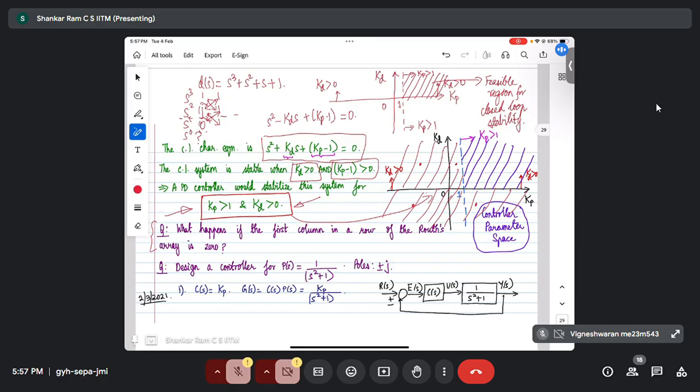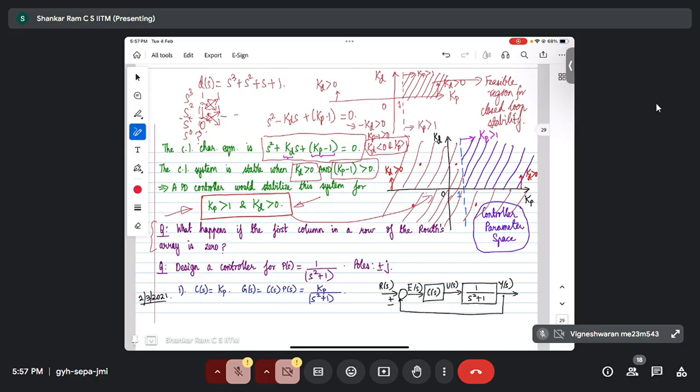So what do we have for stability? We want minus KD to be greater than 0, KP minus 1 to be greater than 0. Then KD should be less than 0 and KP should be greater than 1. That will be the feasible region. Yes, sir, exactly the other way around, right? Yeah. So you never know, it all depends on the system that you and I are given.